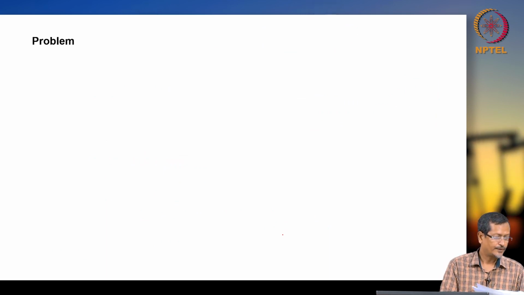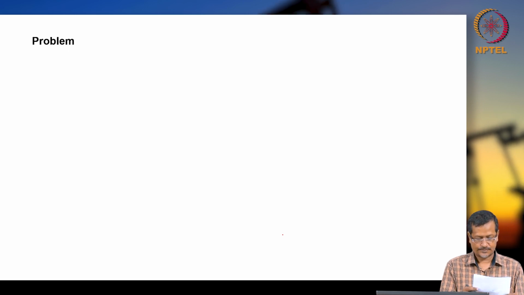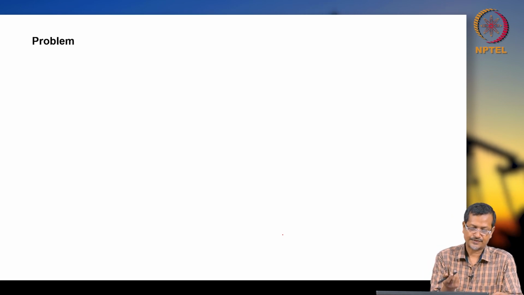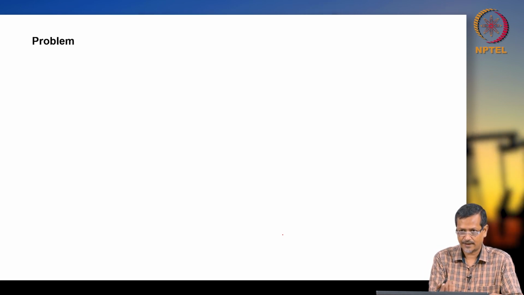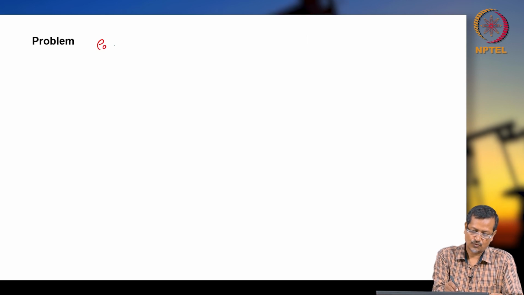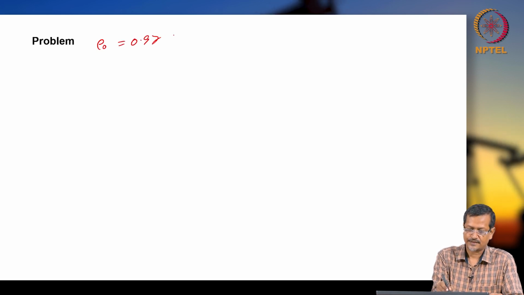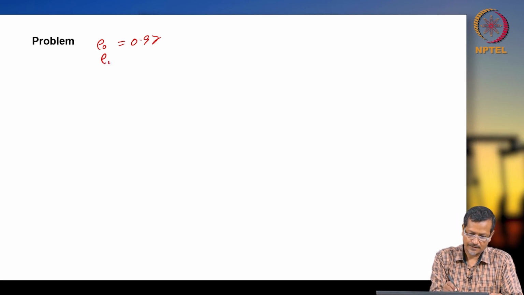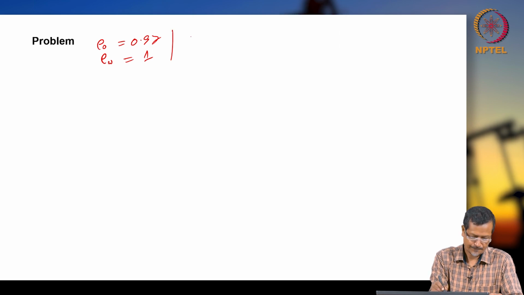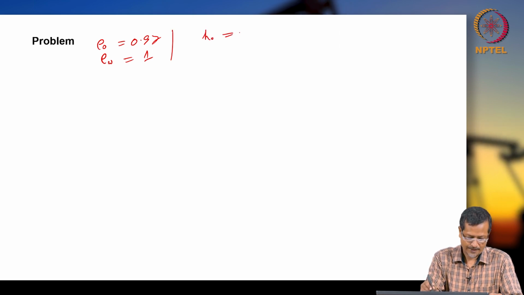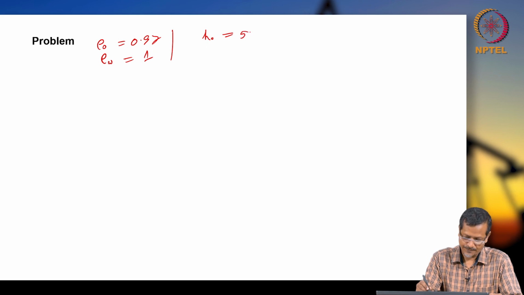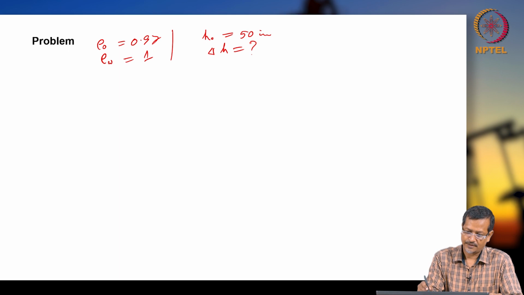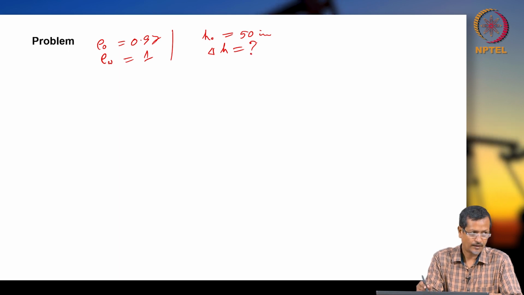Okay, I will try to create one problem and show you. If I want to create one problem using that derivation of del H, let's assume rho O equals 0.97 oil density and water density is 1, oil pad height is 50 inch, then what will be the difference of water weir and oil weir?